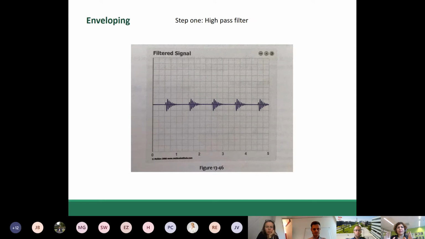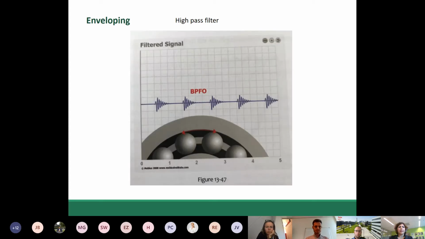The first step, let's say, is to use a high-pass filter to separate those high frequencies from the rest of the signal. As you see, the damage is probably in the outer race, and those high frequencies are related to the damage of the outer race of the bearing.